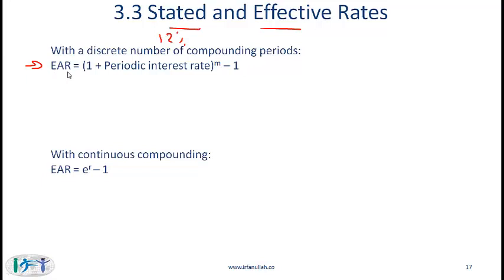The effective annual rate is equal to 1 plus the period rate. Let's say that we are doing quarterly compounding. Then the periodic interest rate is equal to 12, which is 0.12, divided by 4. So that would mean that the periodic rate is 0.03 or 3%. We raise this to the power of m, that's the number of periods in a year. If we have quarterly compounding, that would be 4, and then minus 1.